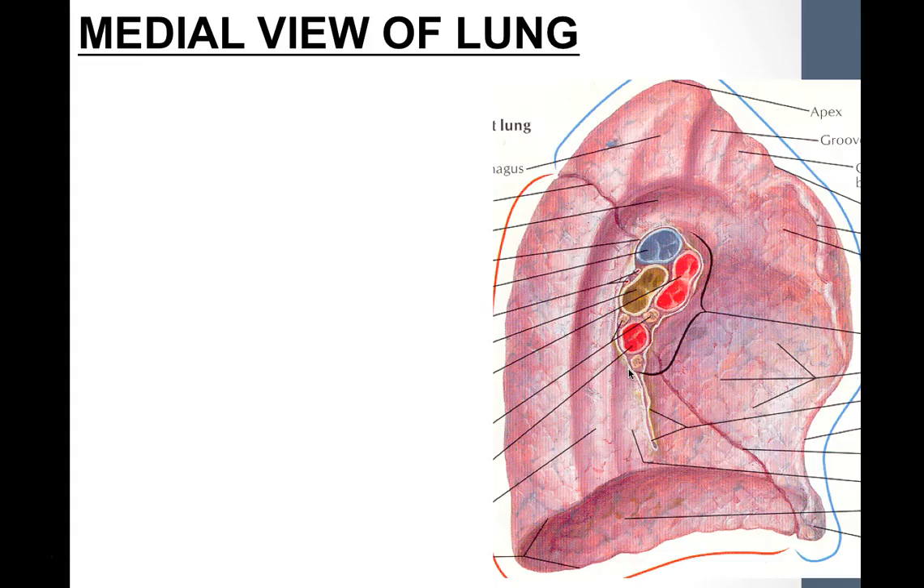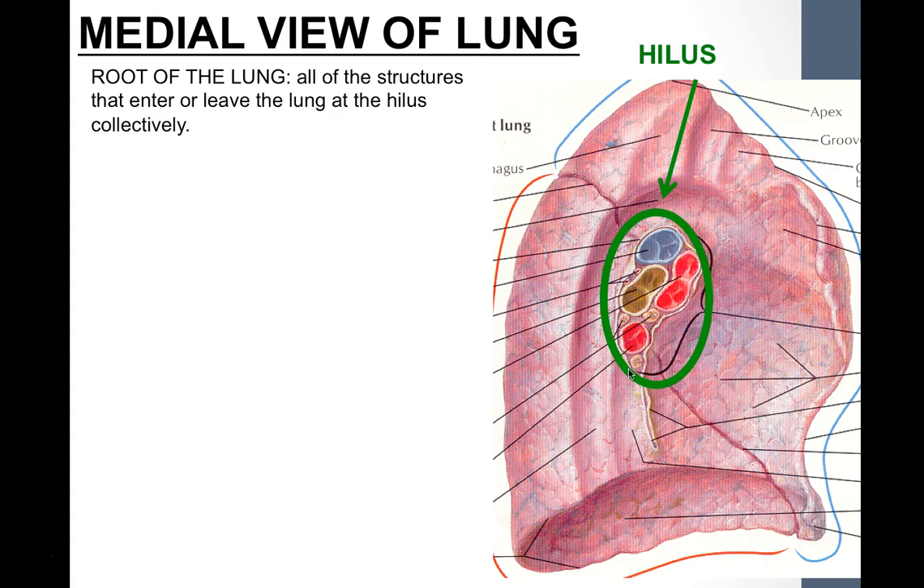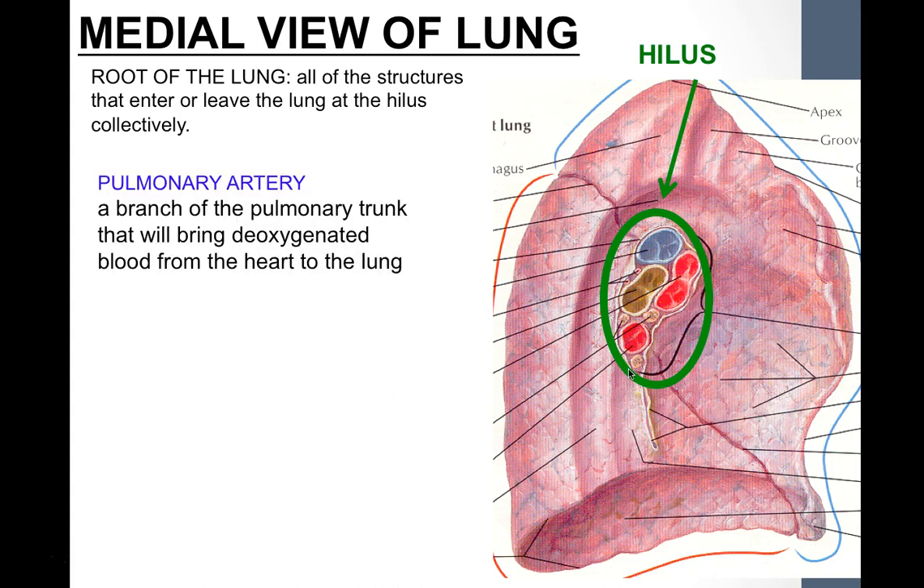So here's a medial view of the lung. So think of the medial view as facing in toward the heart. So here we have a location, I always like to call it, termed the hilus or the hilum. And in this hilus, we will find the root of the lung. All of these structures are either entering or leaving the lung at the hilus collectively. So what structures will we find in here?